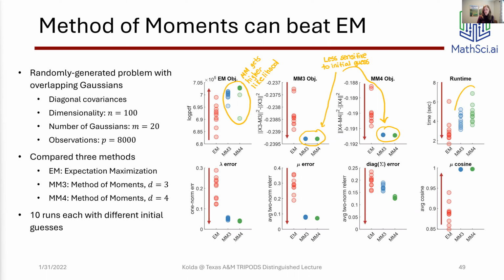It's a bit slower in runtime, at least on this example. They are the same cost per iteration. And then we're basically better in all the quality metrics. If I look at the difference in the lambdas and the one that I used to generate the problem, it's very small. The difference in the means is small. The difference in the covariance is about the same. And if I look at the cosine between the true means and the ones that we find, they're basically 1, which means they're aligning.